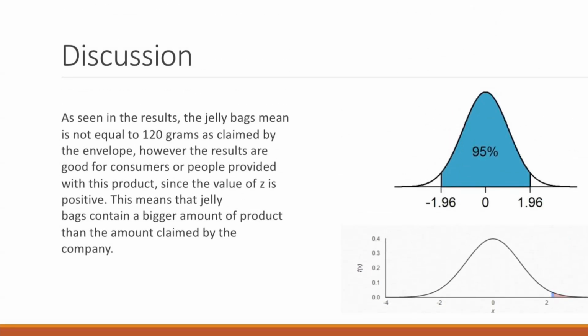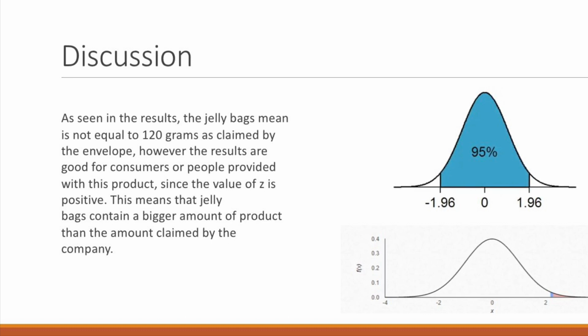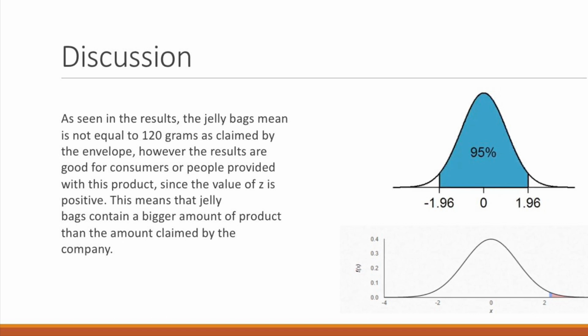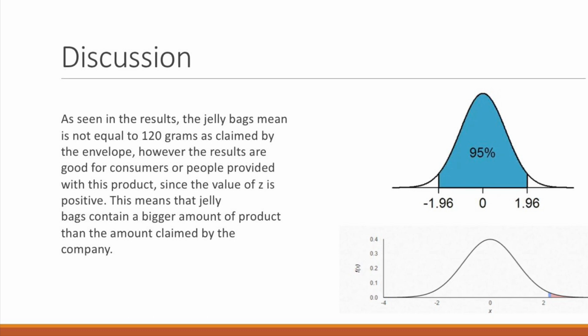As seen in the results, the jelly bag's mean is not equal to 120 grams as claimed by the envelope. However, the results are good for customers since the value of Z is positive. This means that jelly bags contain a bigger amount of product than the amount claimed by the company. A bigger sample mean than the population mean was not expected. This could have happened because of the small sample size and the weighing machine.